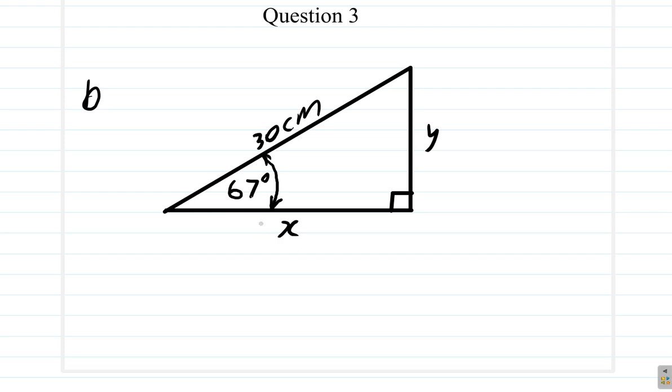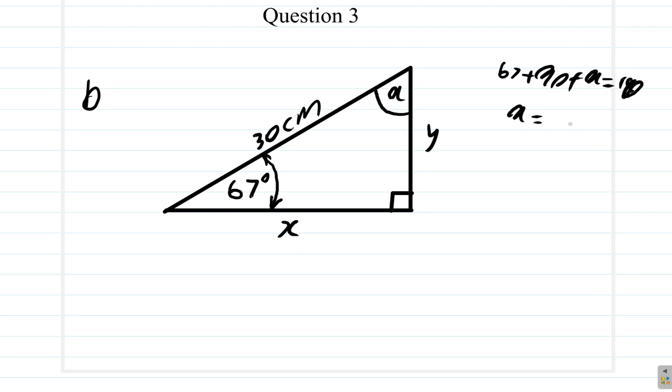Alright, you tried it. This is question 3b. So what we're trying to do is find the length of the sides. We could also find the angle here. But if we want to find this angle here, we know that the 67 plus the 90 plus that angle, let's call it A, equals 180.